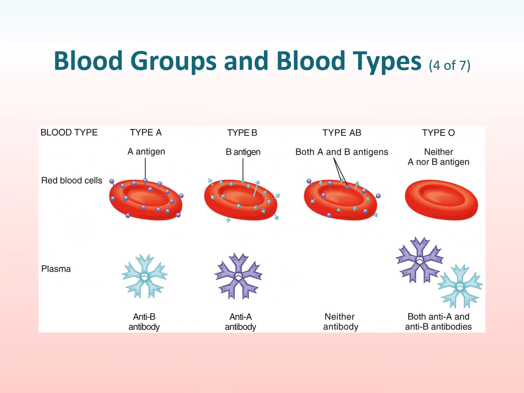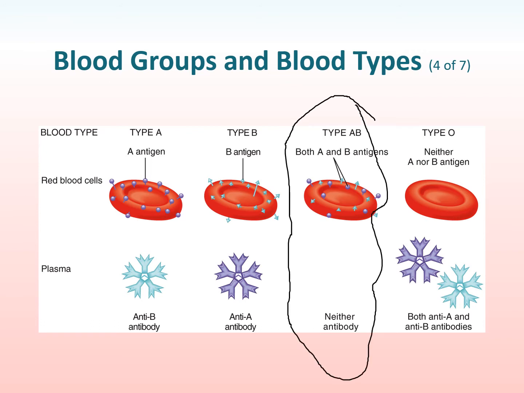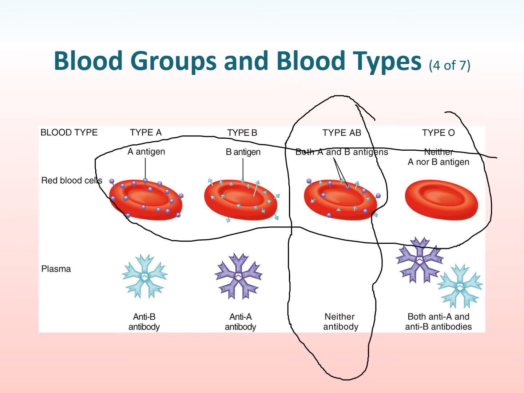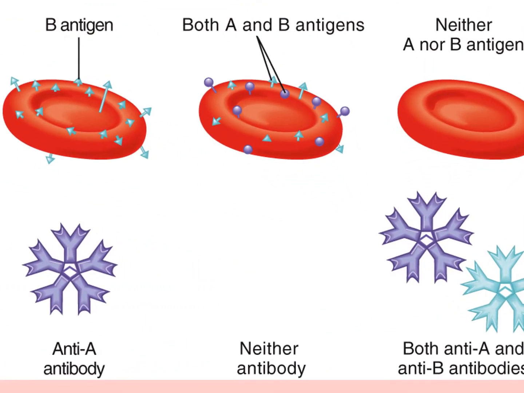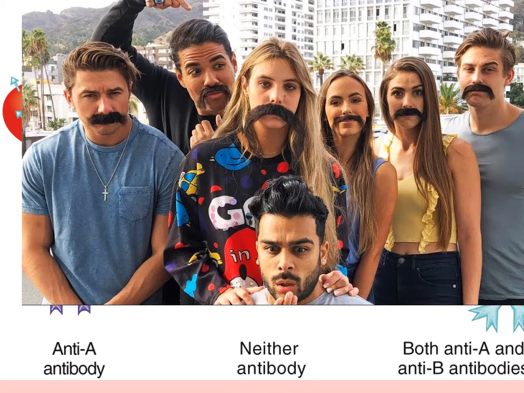I think of blood type AB as a bunch of welcoming people. You see, blood type AB is called the universal recipient. You can give these people any type of blood as long as it's the red blood cells. They don't have any antibodies against A or B. So they have mustaches, they have beards, they'll take anything.